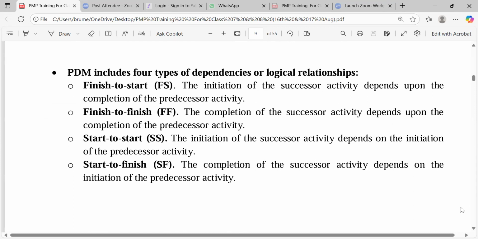Then we have the start-to-finish relationship. That's the completion of the successor. The completion of the successor activity depends on the initiation of the predecessor activity. Start to finish: a particular activity must start before you finish. That kind of condition.